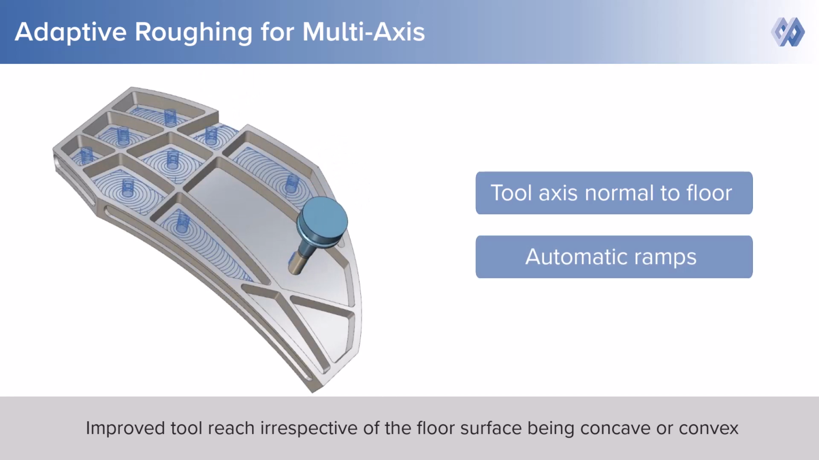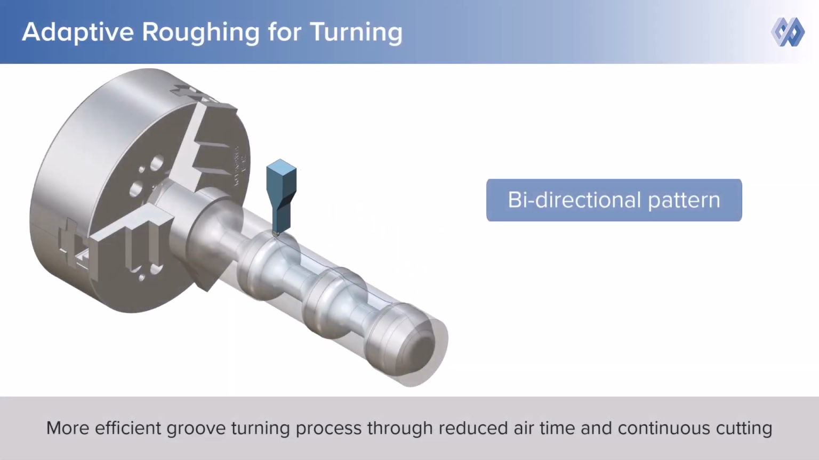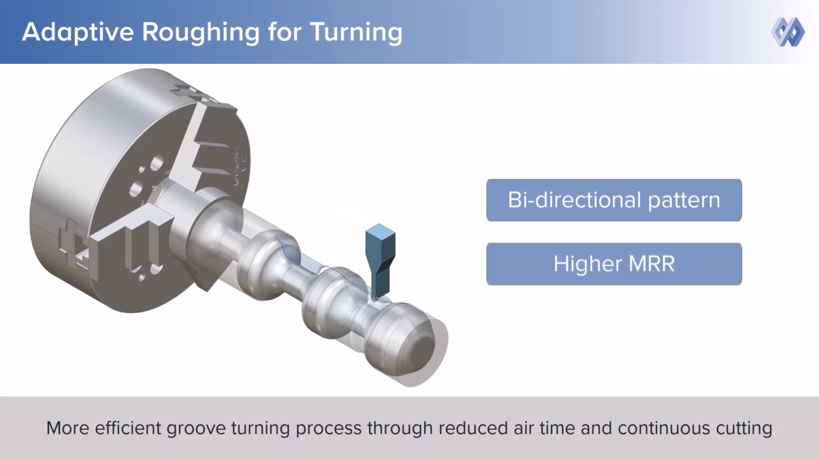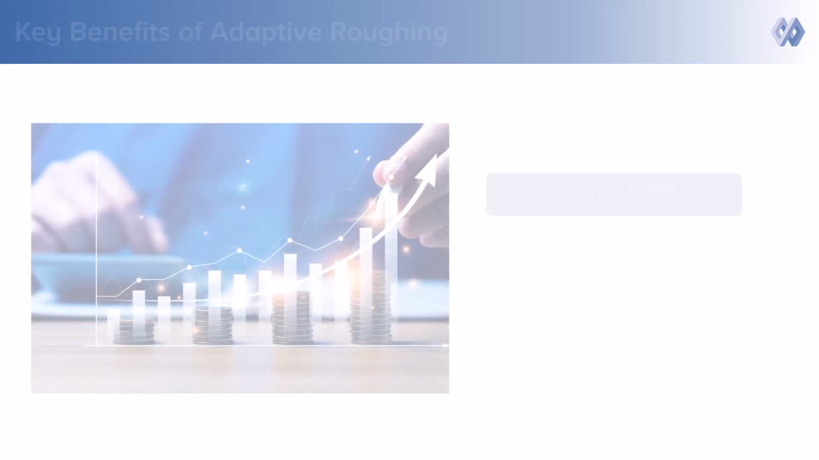Now we can have the benefits of high-speed roughing in turning as well. With the introduction of adaptive roughing, cycle times can be reduced by up to 60% using bidirectional turning. Bidirectional turning supports any tool insert shape and is not limited to round inserts. With all of these features, adaptive roughing offers the following benefits.